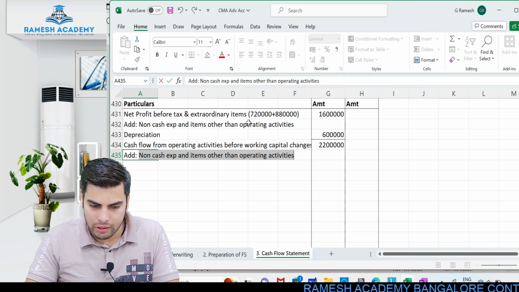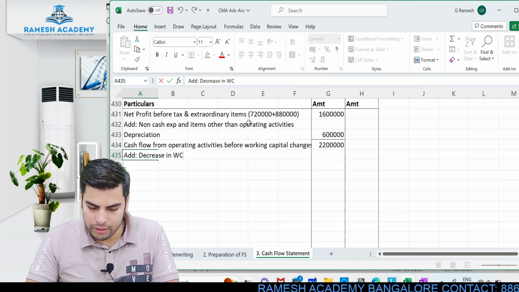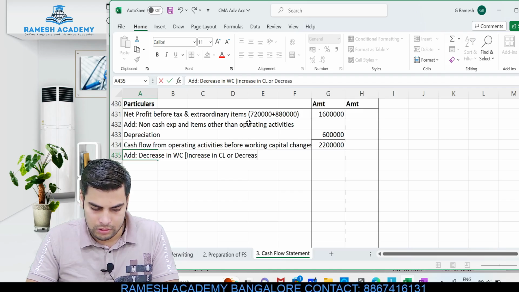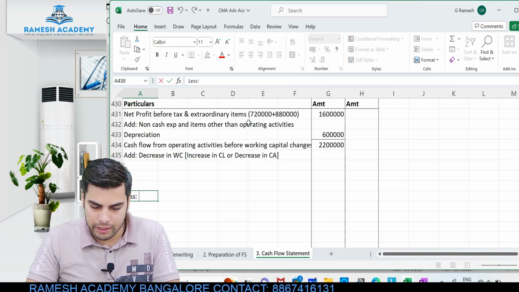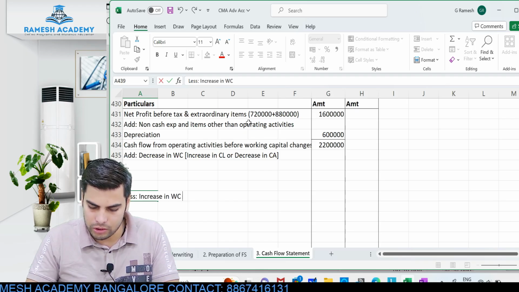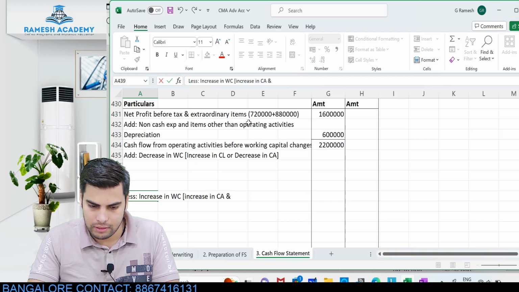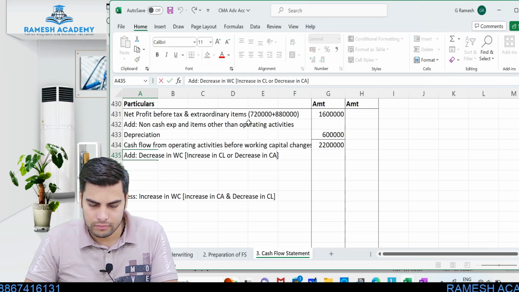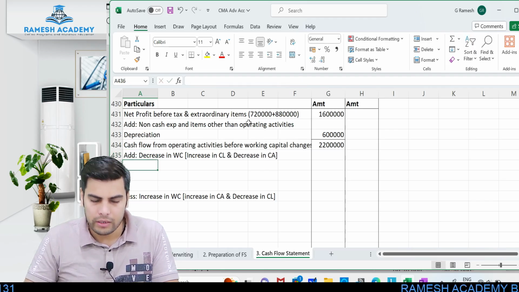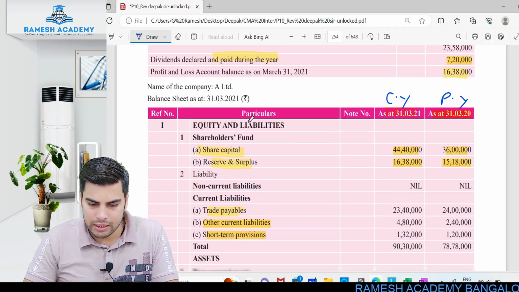Now I'll be adding decrease in working capital. So what will amount to decrease in working capital? Two things. Either increase in current liability or decrease in current assets. Same way I'll be deducting increase in working capital. So what would lead to increase in the working capital? Increase in current asset and decrease in current liabilities. Alright, so let's just look into the current assets and current liabilities and see what changes are happening.